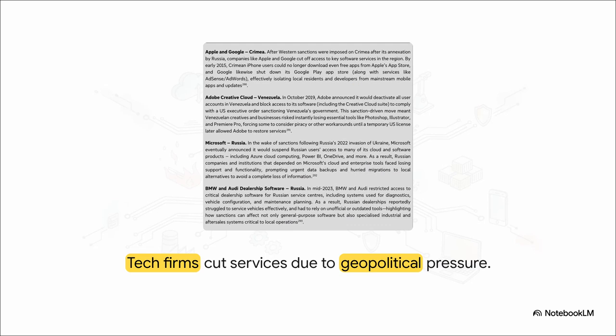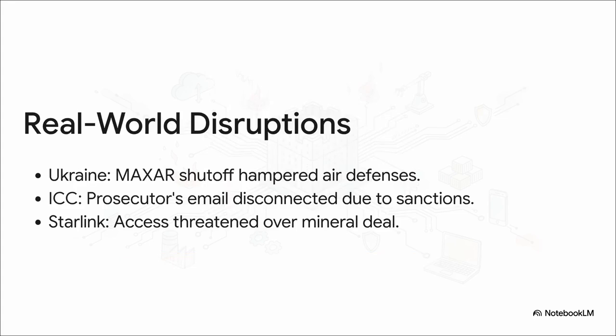You have to understand, this is not just some sci-fi hypothetical. We've already seen major providers like Apple, Google, Adobe, and Microsoft completely sever critical services to regions facing sudden sanctions. In Venezuela, Adobe deactivated user accounts, which literally stripped creative businesses of tools like Photoshop overnight. In Russia, Microsoft suspended access to critical cloud products, and automakers suddenly restricted diagnostic software for local dealerships. These aren't just minor IT glitches, they are paralyzing systemic events.